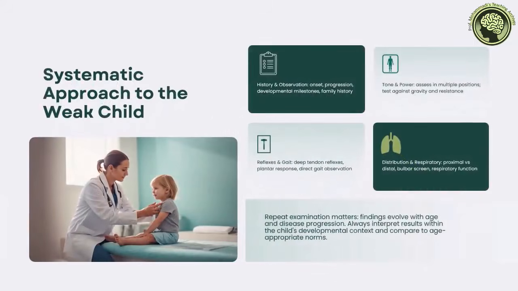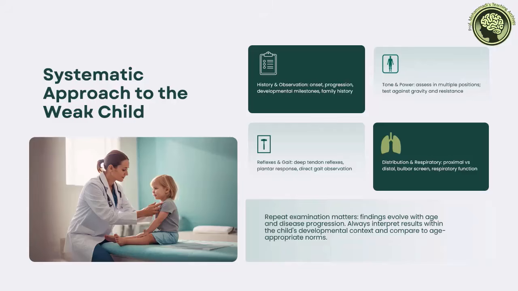A systematic evaluation begins with history and observation. We should determine whether the problem was present from birth or developed later, whether it is static or progressive, and whether developmental milestones have been delayed or lost. Family history, medication exposure, recent infection, and associated systemic symptoms may also provide important clues.